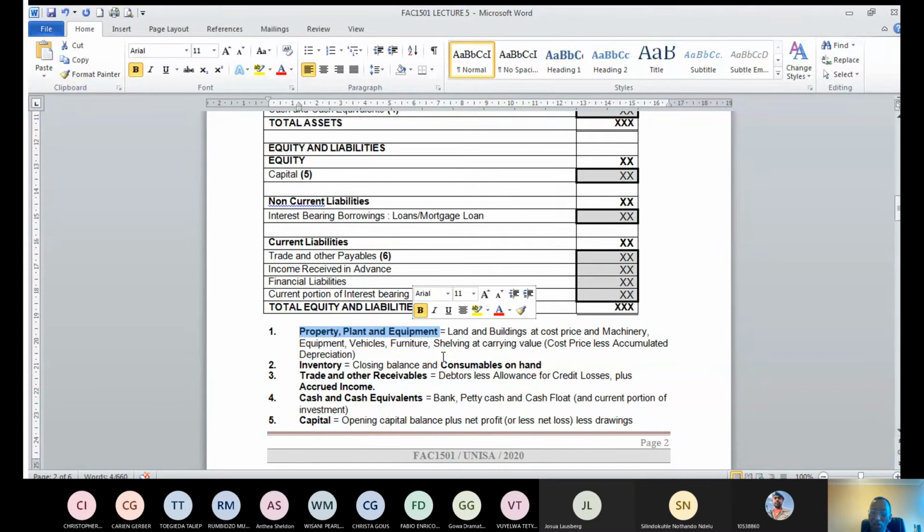The carrying value, accumulated depreciation, and depreciation, that will be explained to you in the following lecture. So next week, we will discuss all of those things. At this point in time, you must just know that the property, plant and equipment, you will show land and buildings at the cost price, and then all the other items at the carrying values.